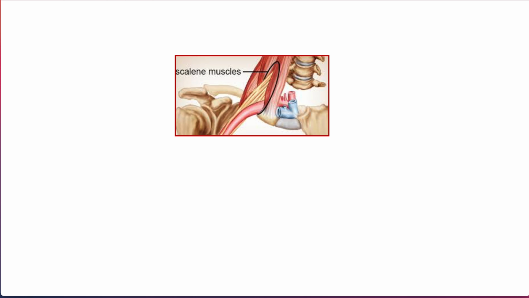Now the second phase, look at it. What you are looking at in this image is the scalene muscles, and they are being highlighted. So what is this level?